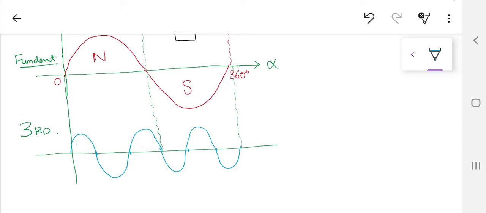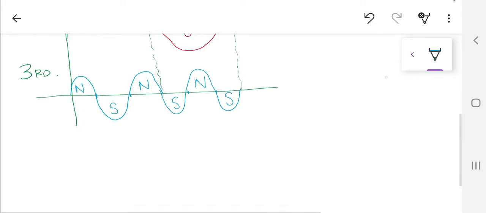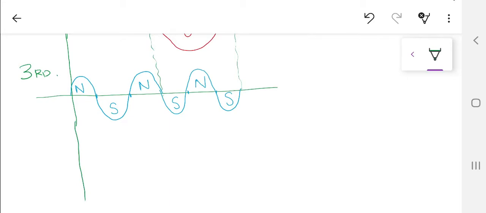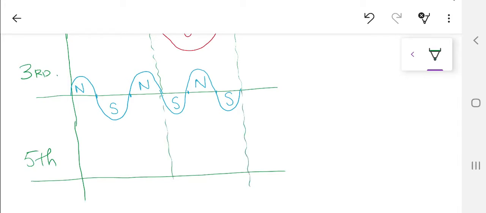So this is going to create a north pole, this is going to create a south pole, again a north pole, a south pole, a north pole, a south pole. Now what this is telling you is that there are now going to be 6 poles created for the third harmonic. And if I repeat the same thing for the fifth harmonic, it is going to be producing 10 poles.